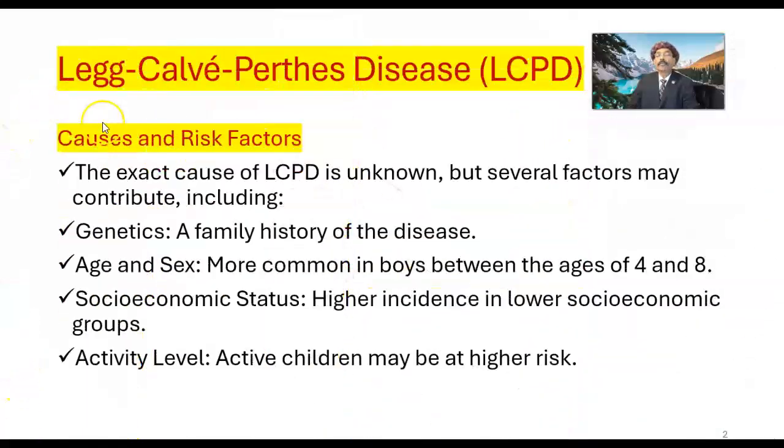What are the causes and risk factors? The exact cause of Legg-Calvé-Perthes disease is unknown, but several factors may contribute, including genetics, a family history of the disease, age and sex, more common in boys between the ages of 4 and 8, socioeconomic status, higher incidence in lower socioeconomic groups, and activity level, as active children may be at higher risk.